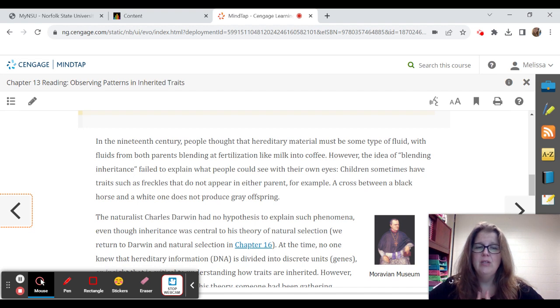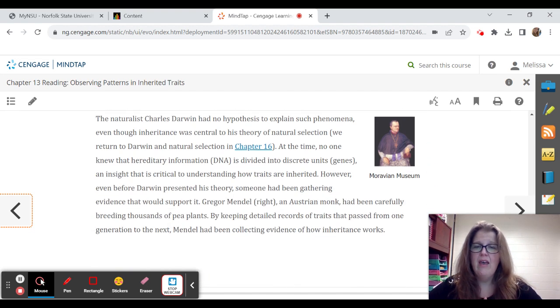So Mendel was an Austrian monk, and he bred pea plants and kept very detailed records of his observations of the traits that the parents had and what the resulting offspring had, and even what their resulting offspring had, so we can compare from one generation to the next.